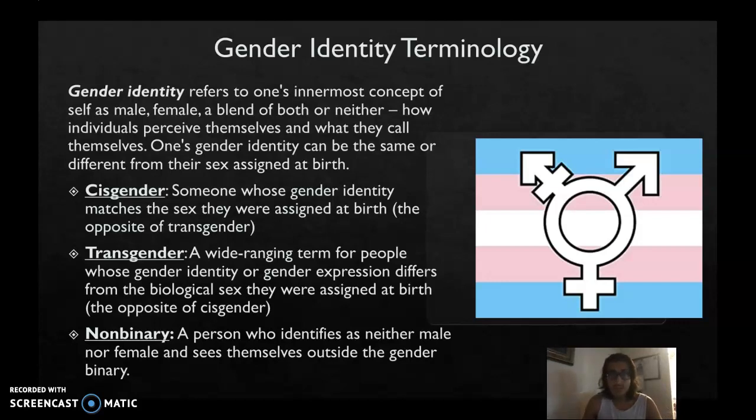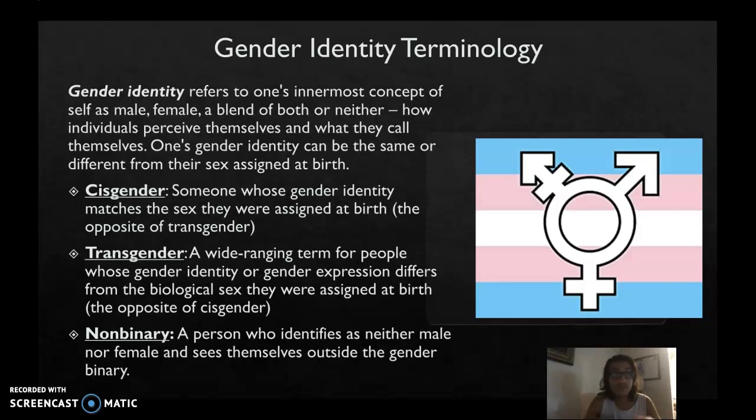So what does transgender mean? Well, it's a wide-ranging term for people whose gender identity or gender expression differs from the biological sex that they were assigned at birth. For example, if someone was assigned the sex of male at birth, but later in their life decides that they want to identify as being a woman, whether they feel that on the inside or they prefer expressing it through their gender presentation or some combination of the two, again, gender identity is completely up to the individual to decide how they identify. So someone who chooses to identify with a gender that is different than the one that they are assigned at birth is transgender.